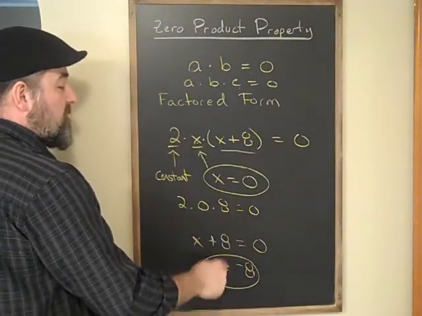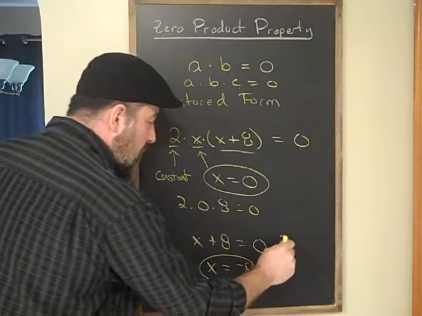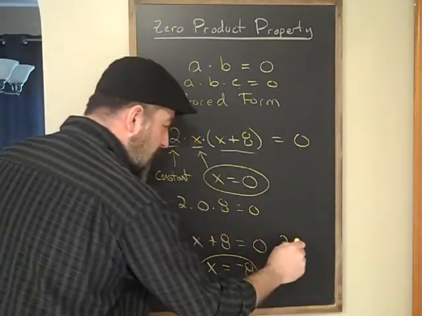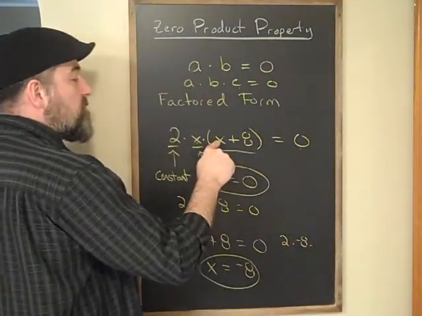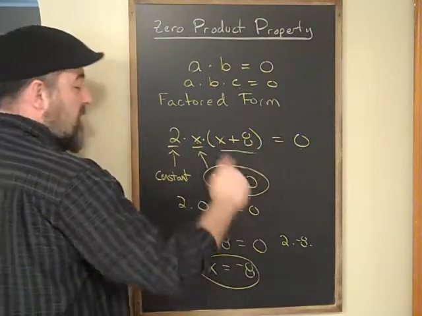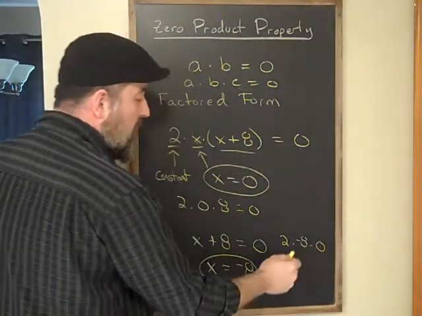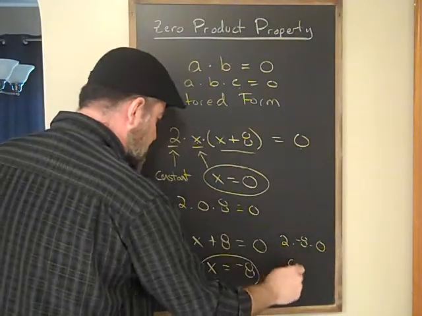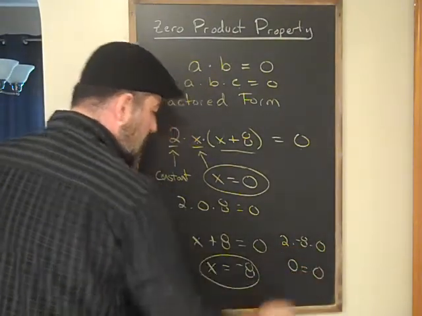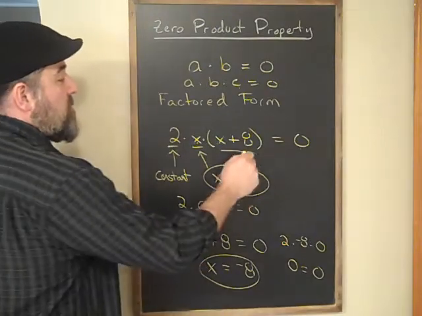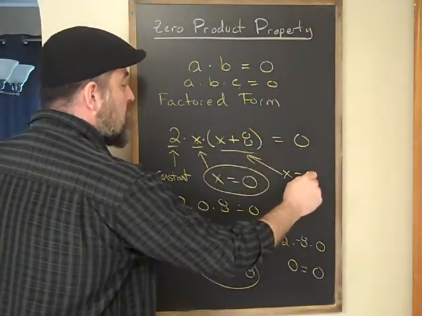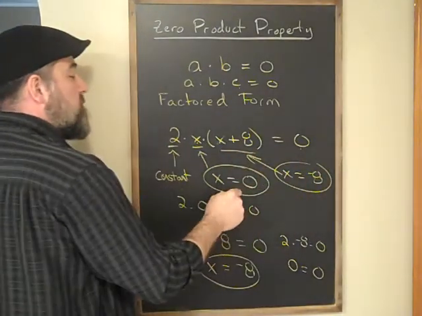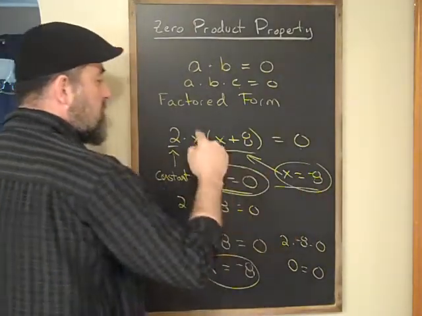Look, if we let x be negative 8, we will get 2 times negative 8 times negative 8 plus 8, which is what? 0. 2 times negative 8 is negative 16. Negative 16 times 0 is 0, and 0 equals 0. So we get this solution too. So these are the two solutions to this equation.